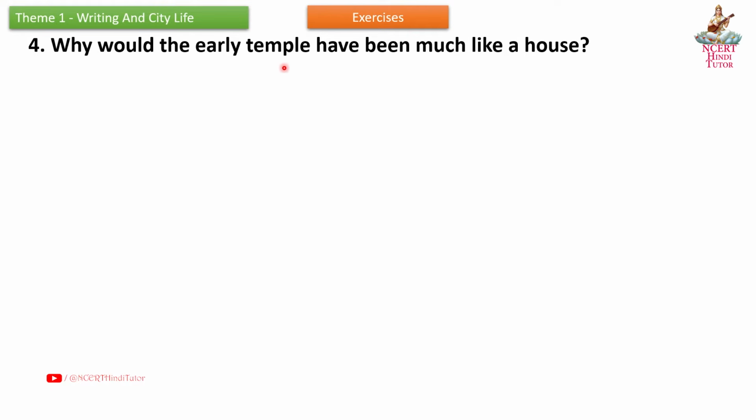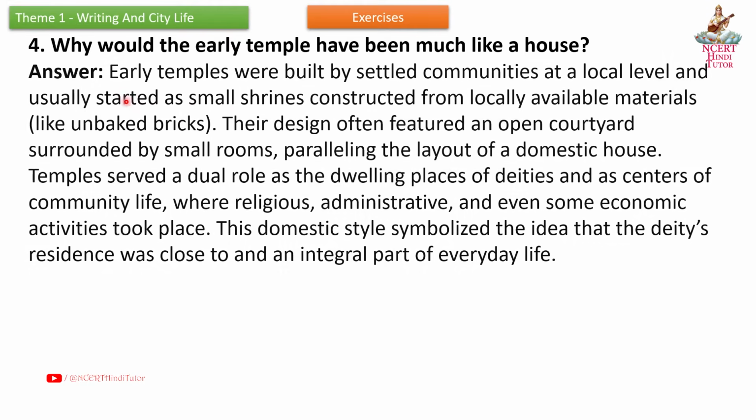Question 4: Why would the early temple have been much like a house? Answer: Early temples were built by settled communities at a local level and usually started as small shrines constructed from locally available materials like unbaked bricks. Their design often featured an open courtyard surrounded by small rooms, paralleling the layout of a domestic house. Temples served a dual role as the dwelling places of deities and as centers of community life, where religious, administrative, and even some economic activities took place. This domestic style symbolized the idea that the deity's residence was close to and an integral part of everyday life.